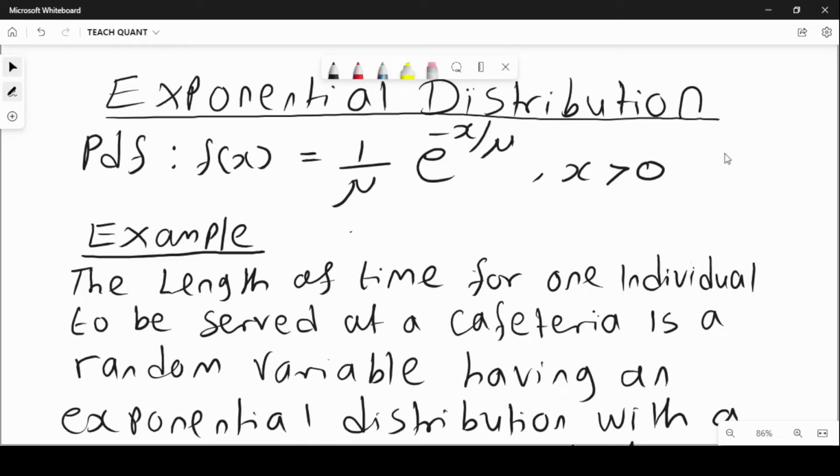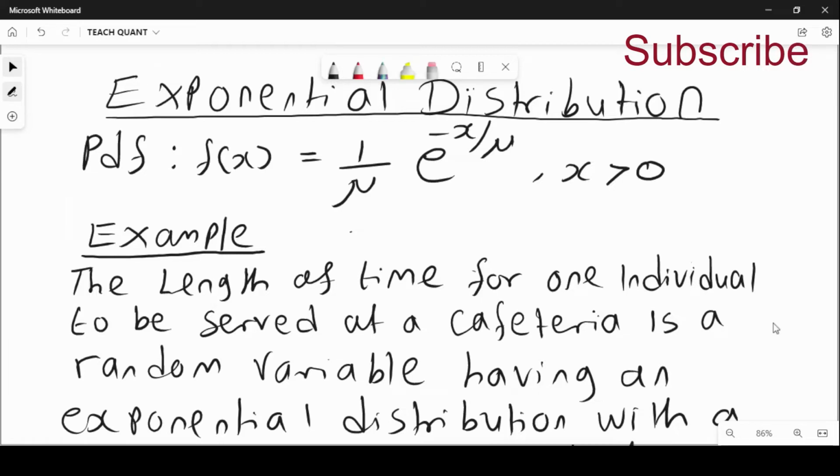Exponential distribution is our topic of interest today, and we have the probability density function for the exponential distribution: 1 over mu e raised to the power negative x over mu, and x should be greater than 0. We have an example to get us started.